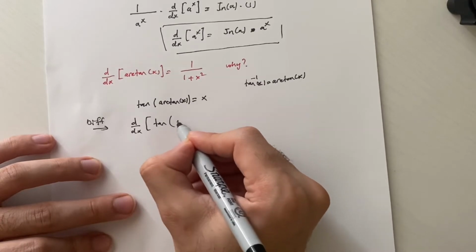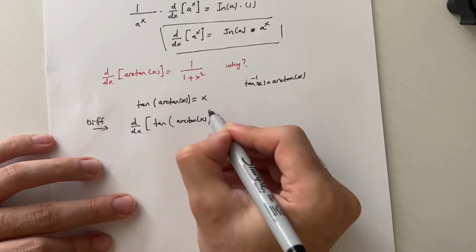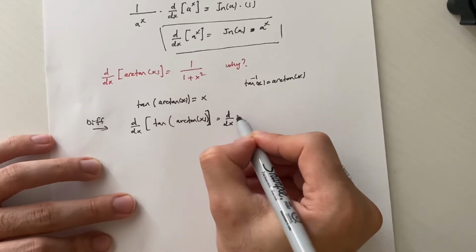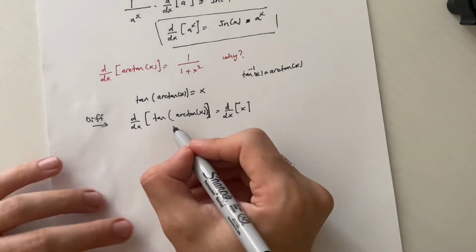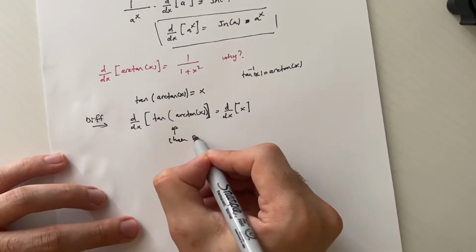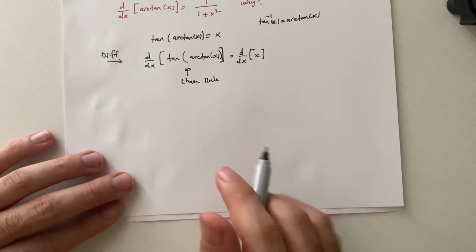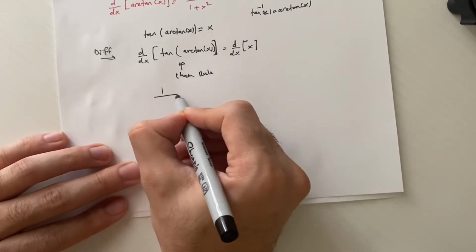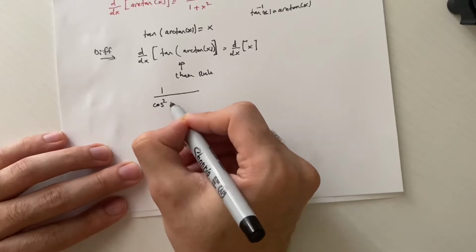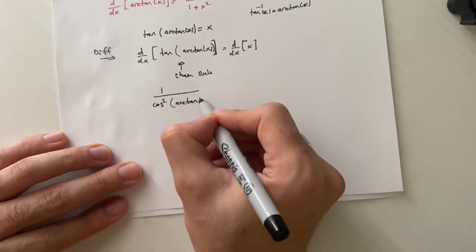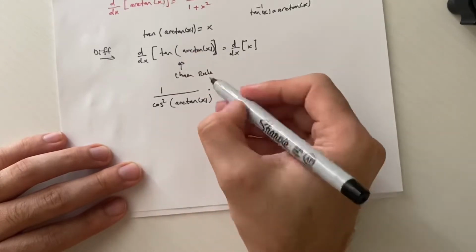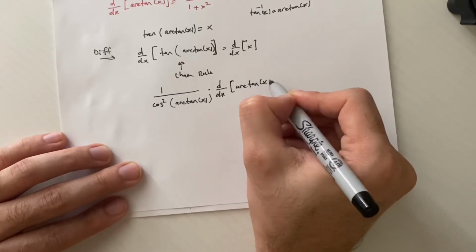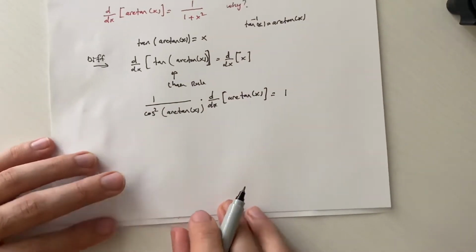So d/dx of tan of arctan of x, and then the other side will be d/dx of x. Now to differentiate this term we have to use the chain rule. The outside function is tan and the inside is arctan of x. So the derivative of tan is 1 over cosine squared of what's inside the parentheses, in this case arctan of x, and then we multiply it by the derivative of the inside, in this case the derivative of arctan of x. And remember, d/dx of x is just 1.